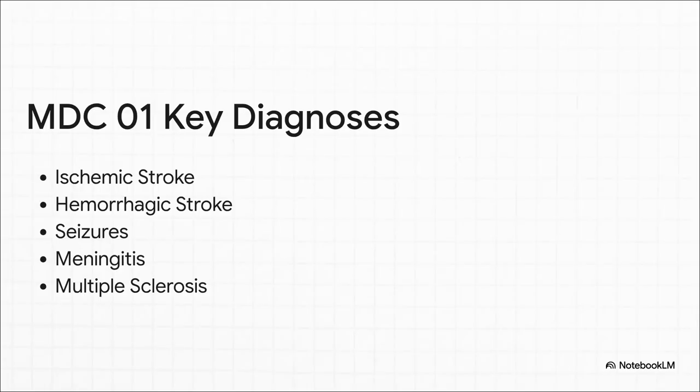The scope of MDC01 is literally massive. It captures high acuity, incredibly complex diagnoses. We're talking life-altering events here: ischemic and hemorrhagic strokes, transient ischemic attacks, major seizure disorders, meningitis, and multiple sclerosis. These patients require intense resources, which is exactly why the DRG assignments in this category are so heavily scrutinized by both coders and auditors.